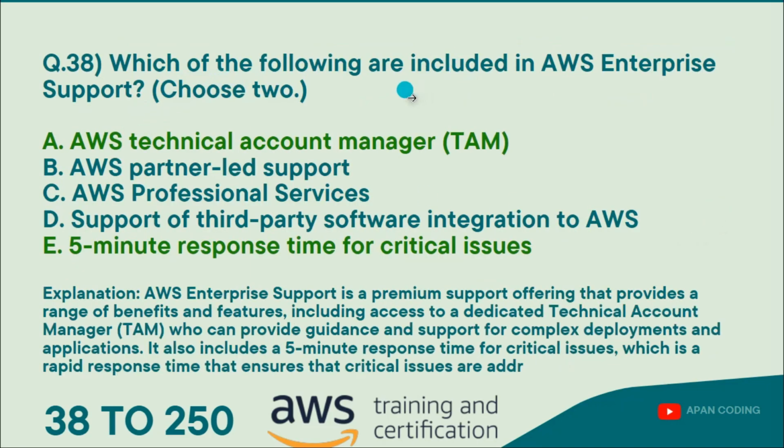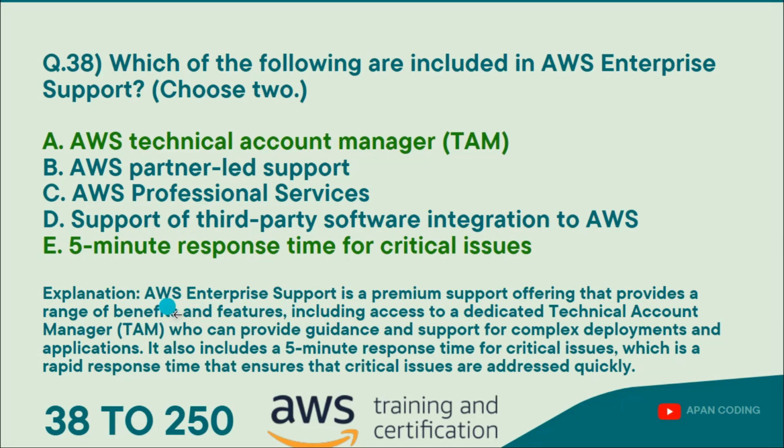Now move on to the next, we will see question number 38. Which of the following are included in AWS Enterprise Support? Select two options. Enterprise Support, which one friends? TAM, it means AWS Technical Account Manager, and a 5-minute response time to critical issues. It means if a critical issue has been created, it will be addressed within a 5 minute response time. Okay, whether the problem is in your application software or deployment models.